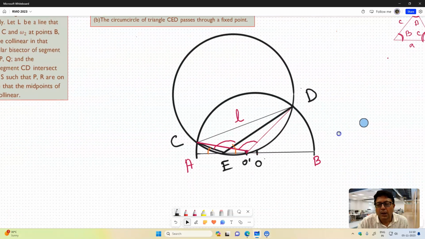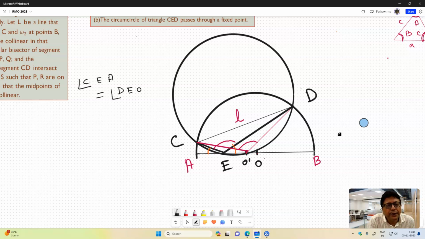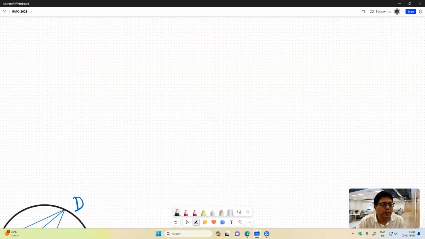Alright. Now, this angle CEA is equal to angle DEO. You assume that this angle is equal to X. So this angle is X, this one also X. This angle is what? 180 minus 2x. Which angle? Angle CED is 180 minus 2x. Now, this is the chord. O dash D dash is the chord. It makes an angle X here.